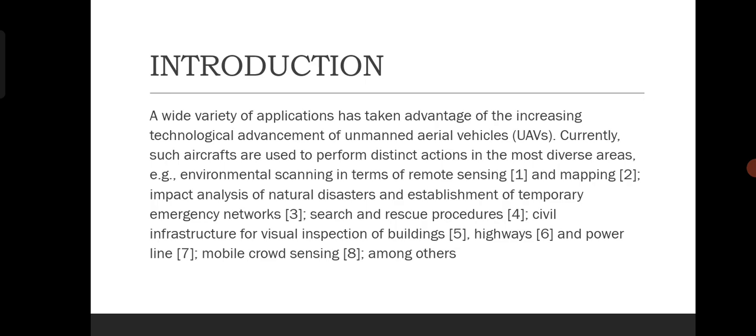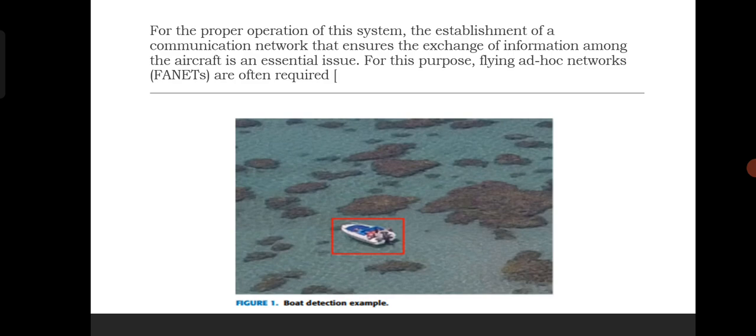Also search and rescue procedures, civil infrastructure for the visual inspection of buildings, highways and power lines, mobile crowd sensing, among others. There are a lot of things that can be done with this technology, and further we are able to identify the images which are significant. For example, we can see a figure of a boat being detected.